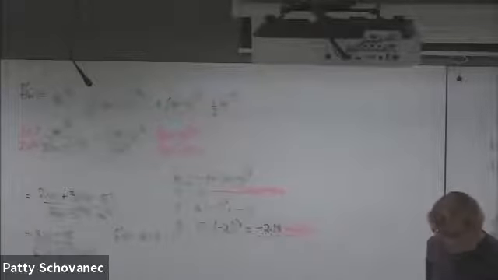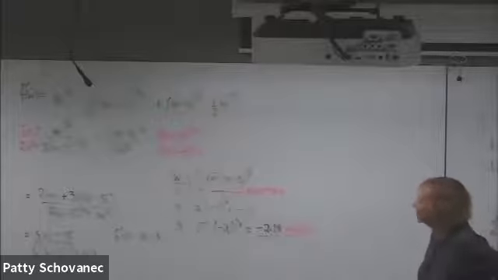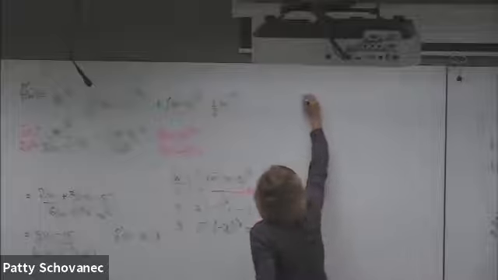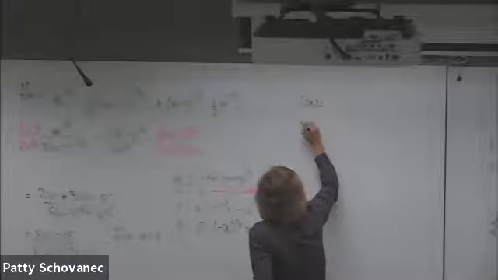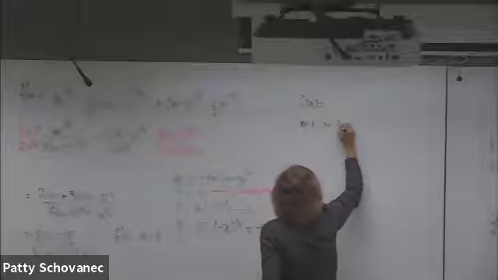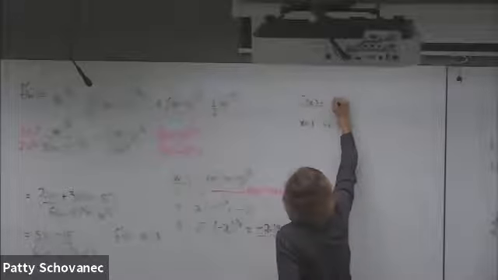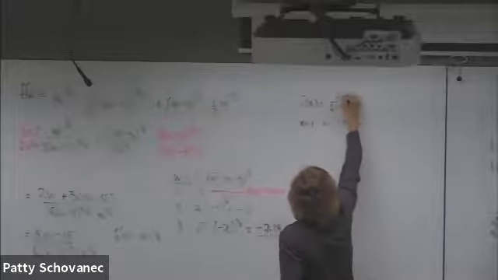What else can we do? Number 7, approximate the change in C of x equals 4x over 6x plus 2 as x changes from 1 to 1.04. C of x is equal to 4x over 6x plus 2.